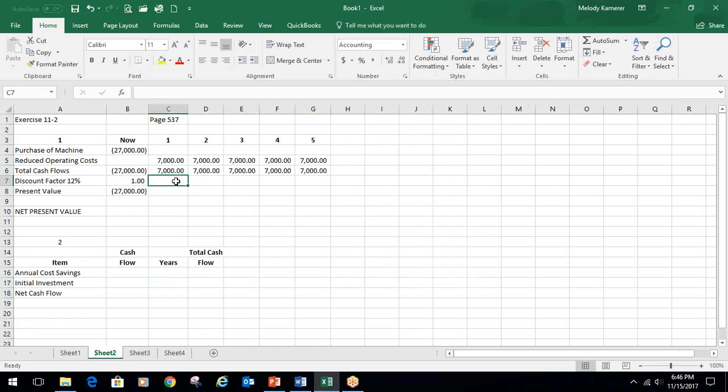So we need to look at our discount factor. So what do we do? If you go to the present value table, which is in the appendix, it would be on page 554 in the appendix at the end of chapter 11. And if you look across the top to where you find the 12%, which is what we were told is the required investment return, and then period 1, you will see that our factor is 0.893.